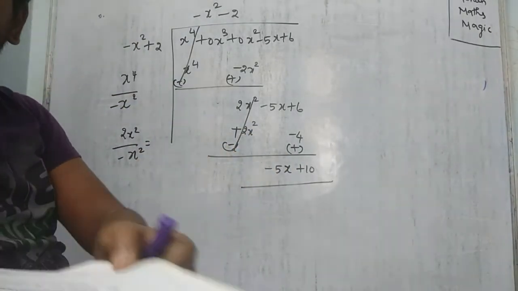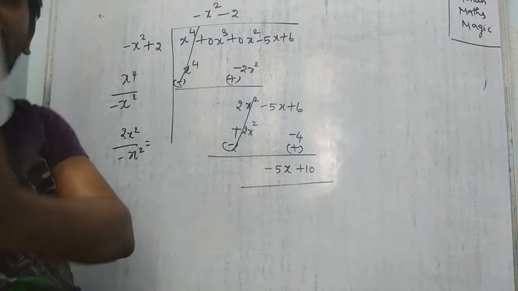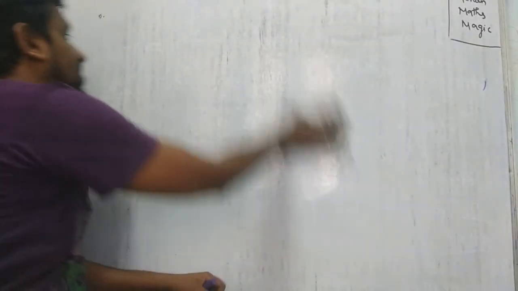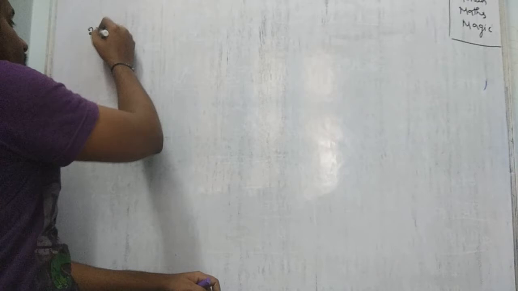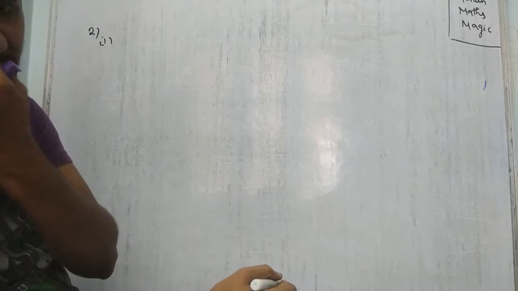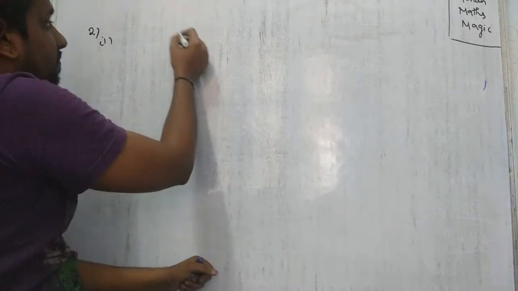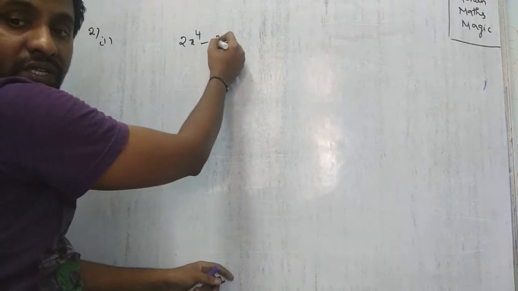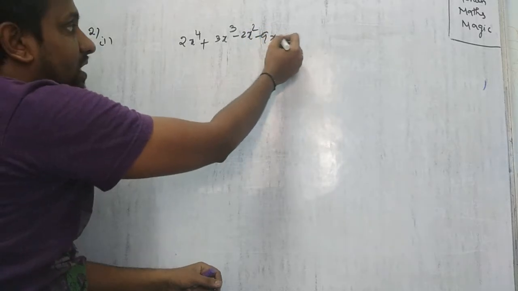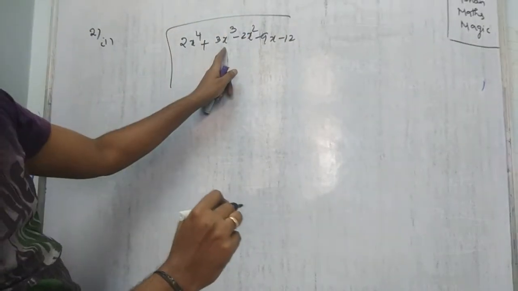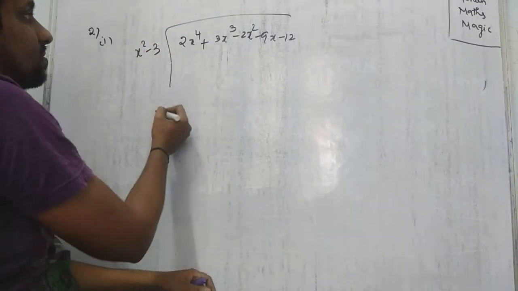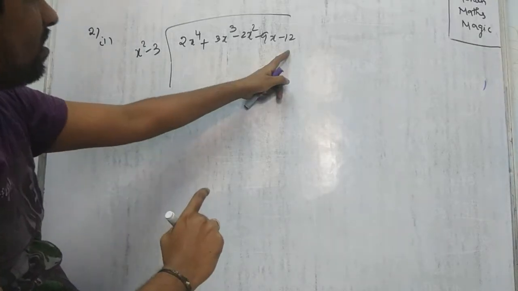Second Roman first sum. Check whether the polynomial is a factor. If it is a factor, the remainder value will be 0. Check whether the polynomial is a factor of another polynomial; then definitely the remainder will be 0. So for second Roman first sum, x cube minus 3, 2x power 4 plus 3x to the power 3 minus 2x square minus 9x minus 12. Check the symbol, plus minus minus minus. x cube, x square minus 3. All in the same order and the other terms are present.